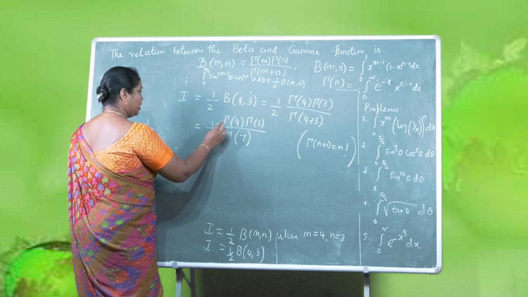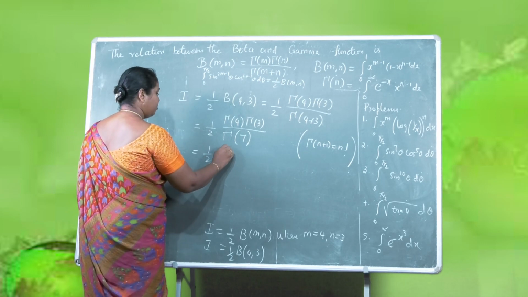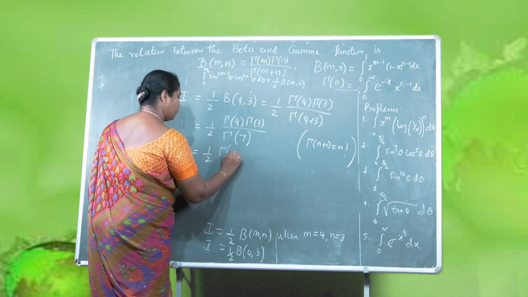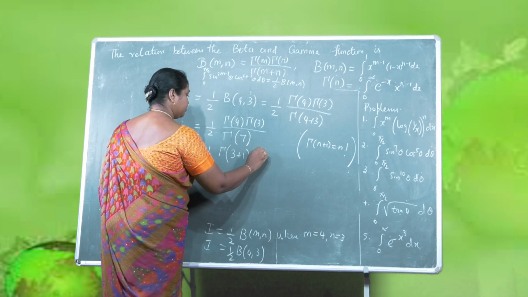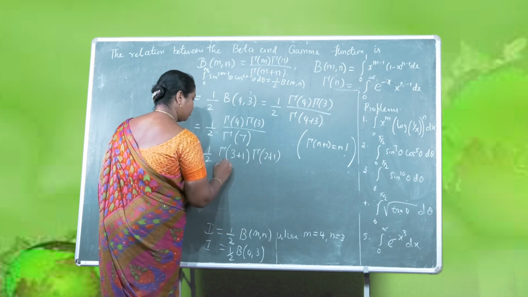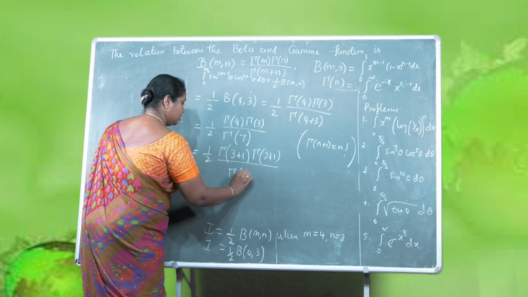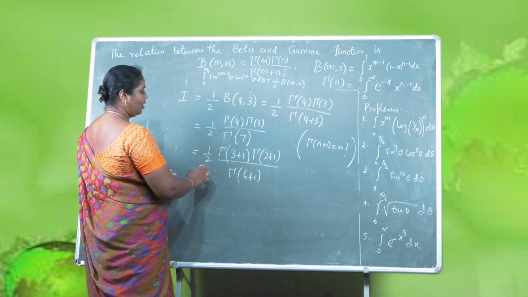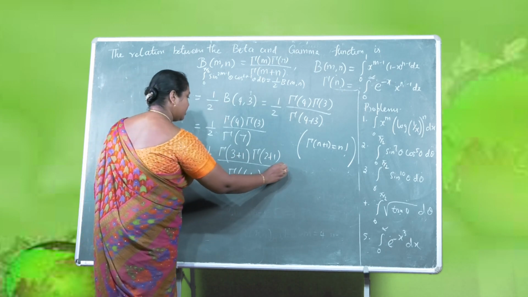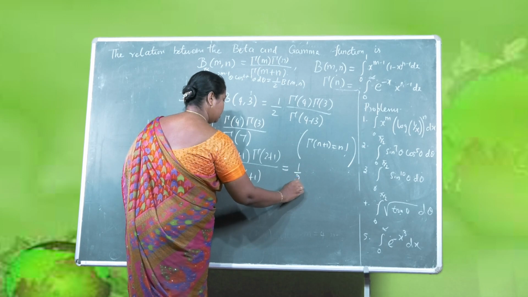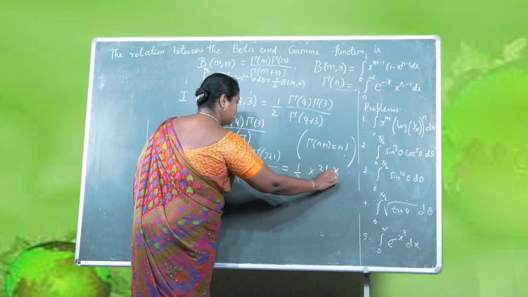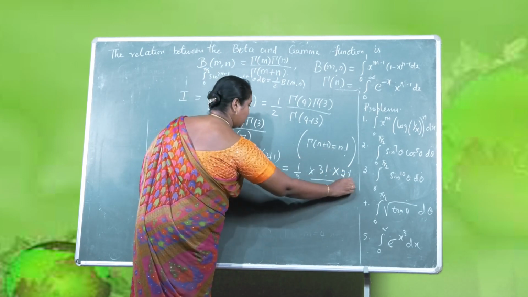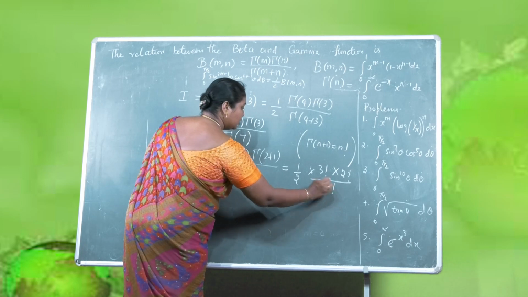Now you tell me what is gamma 4. To give you a clear idea, I am writing this 4 as 3 plus 1, 3 as 2 plus 1, and 7 as 6 plus 1. Now tell me what will be the answer. Gamma of 3 plus 1 is nothing but 3 factorial. And gamma of 2 plus 1 is 2 factorial by this formula. And gamma of 6 plus 1 is 6 factorial.